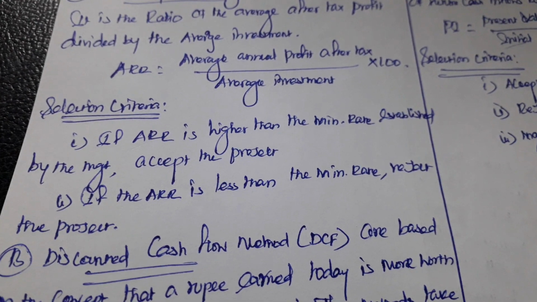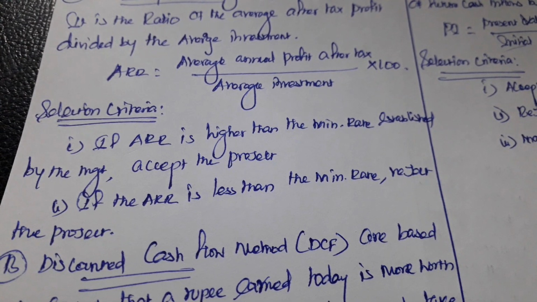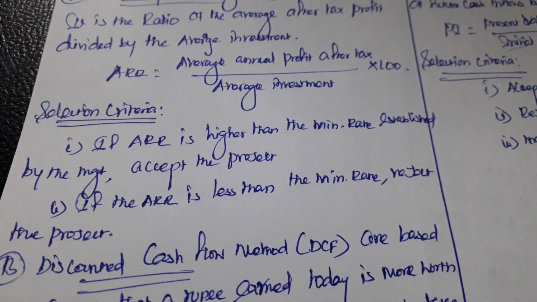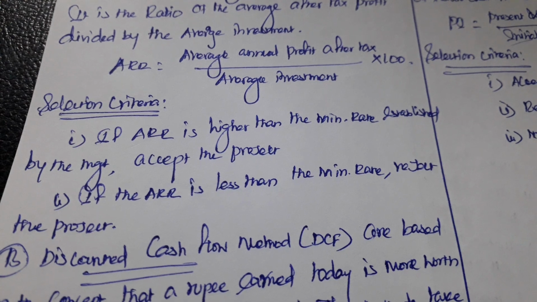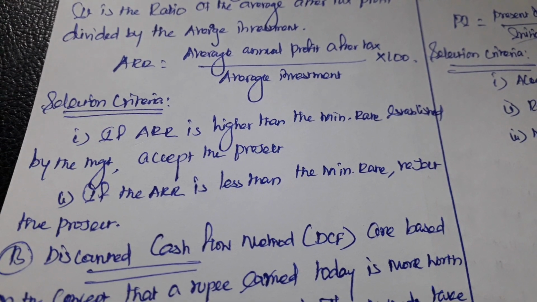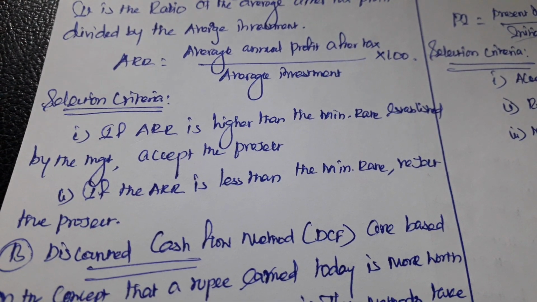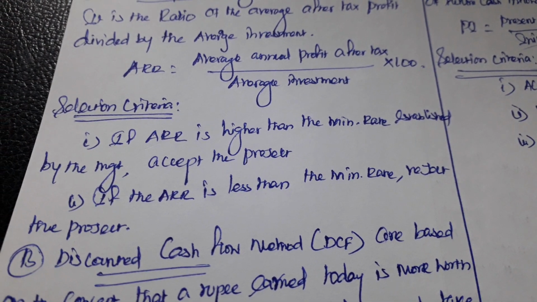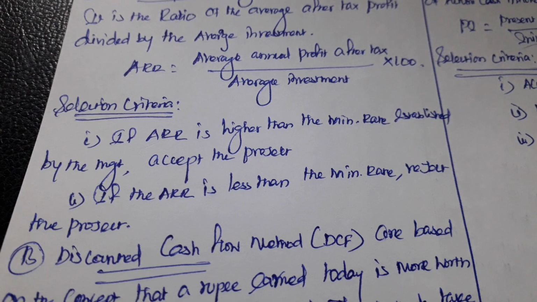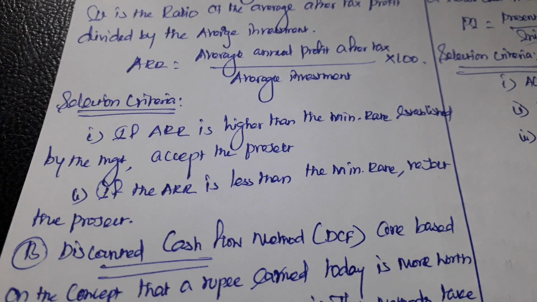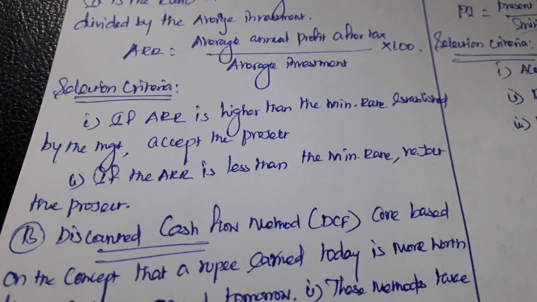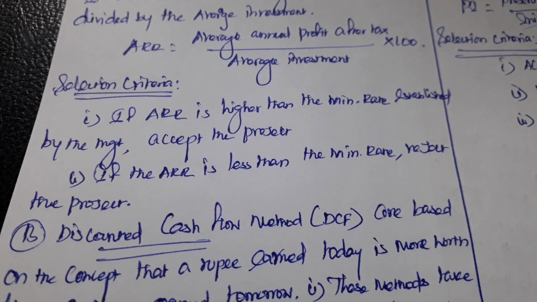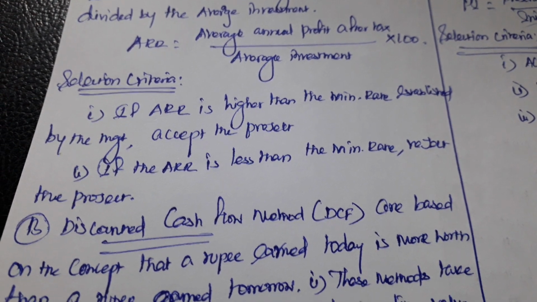It's the selection criteria. If ARR is higher than the minimum rate established by the management, accept the project. If the ARR is less than the minimum rate, reject the project. If ARR is higher than the minimum rate, then we have to accept the project. If the ARR is less than the minimum rate, then we have to reject the project.